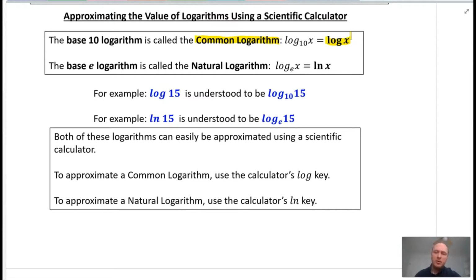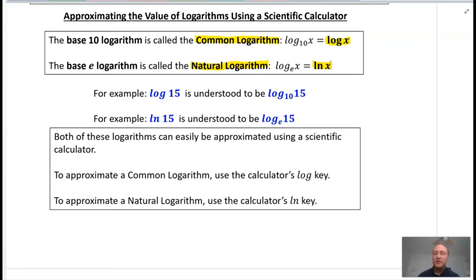Now, the other type of logarithm that appears a lot in real-world context applications is base e. We call this the natural logarithm, and it is abbreviated as ln of x. For example, if I was to calculate log 15, that is really log base 10 of 15. And if I was to calculate the natural log of 15, that is log base e of 15.